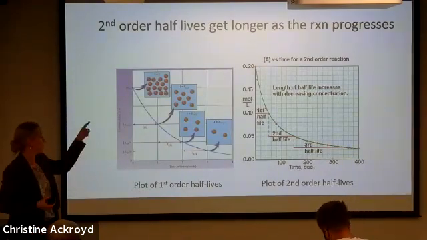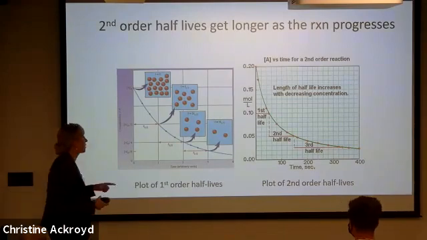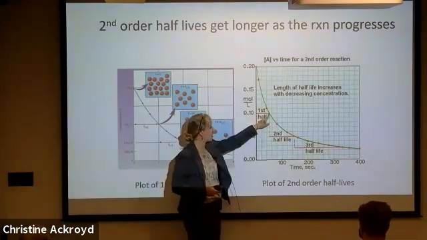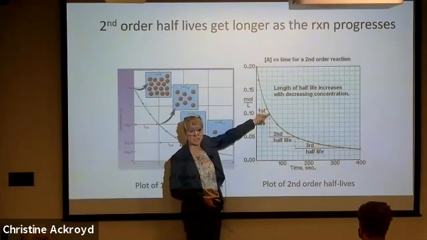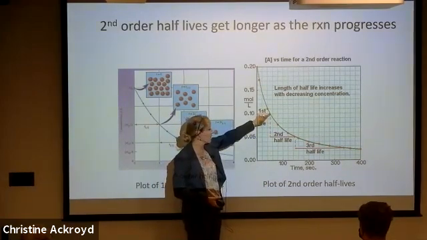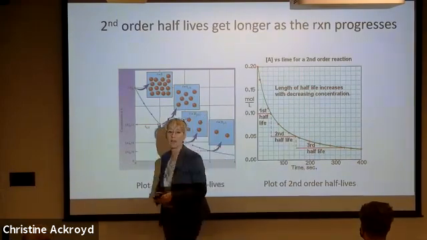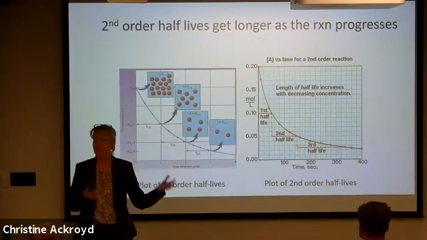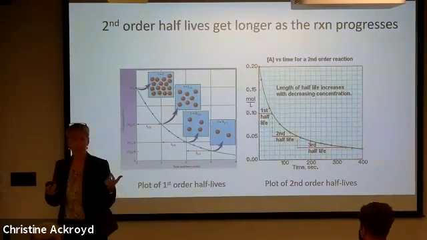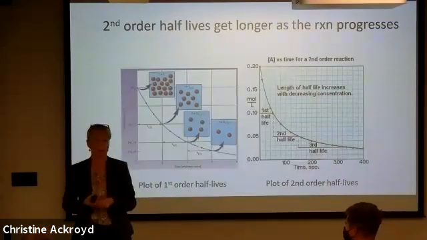Okay, second order half-lives. So first half-life, certain length. When the second half-life starts, we start with half as much material as we did for the first half-life. So the second half-life is twice as long, and that continues. Remember we've said conceptually that for a second order reaction, the rate changes with concentration more than a first order one, right?